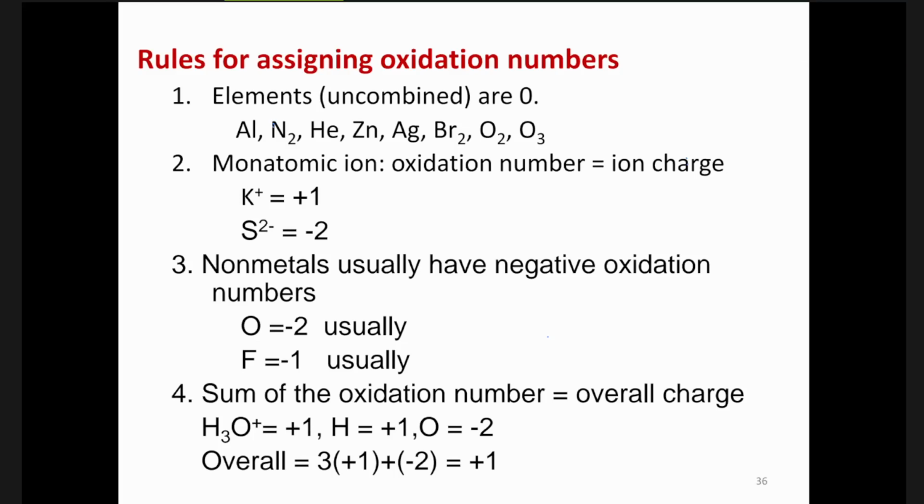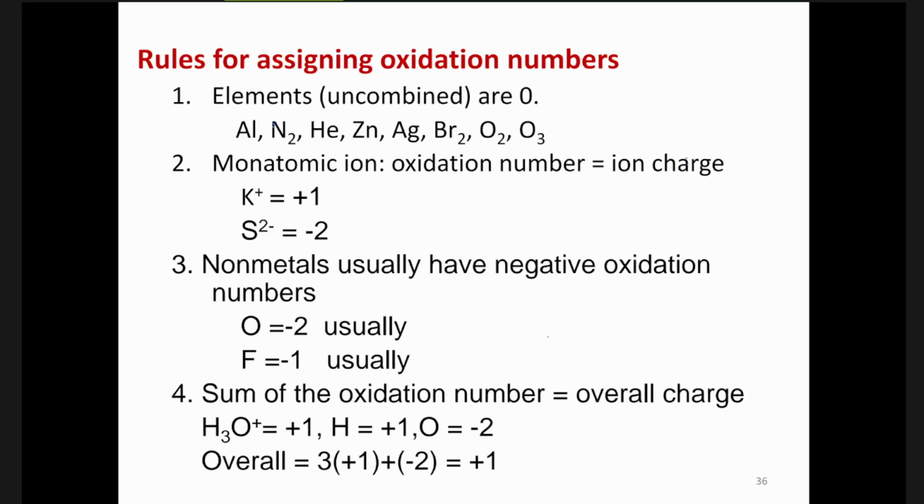For non-metals, usually they have a negative oxidation number. So oxide has 2 minus and fluoride 1 minus. The minus represents the capability to attract electrons, because the non-metal will have higher electronegativity compared with the metal. So the tendency is that the metal will give electrons, so it becomes a positive charge, and the non-metal will receive electrons to become a negative charge. So to represent this tendency to receive electrons, it has a negative oxidation number.